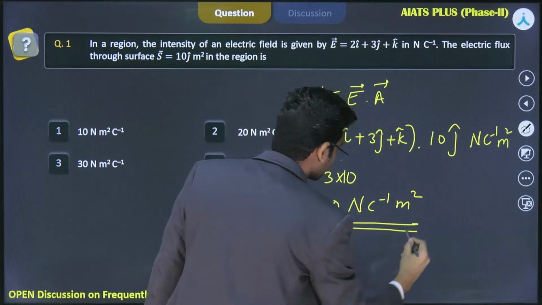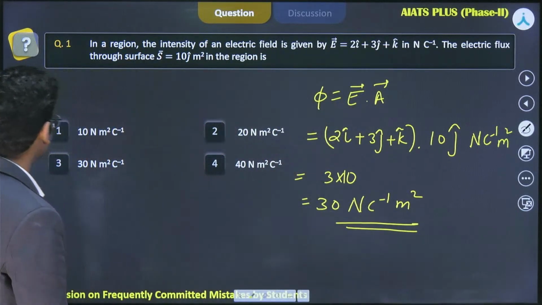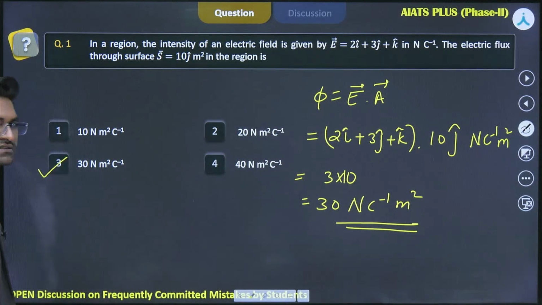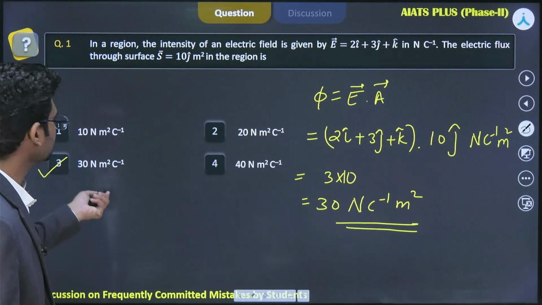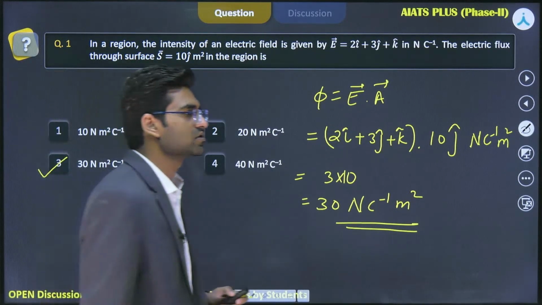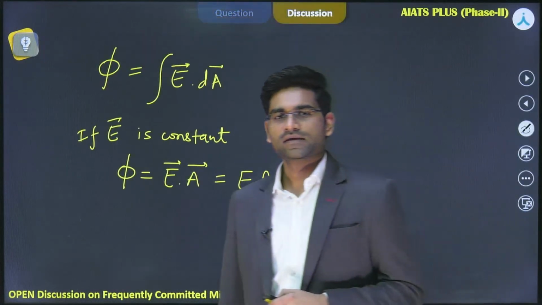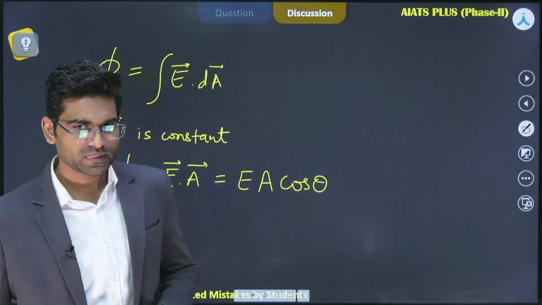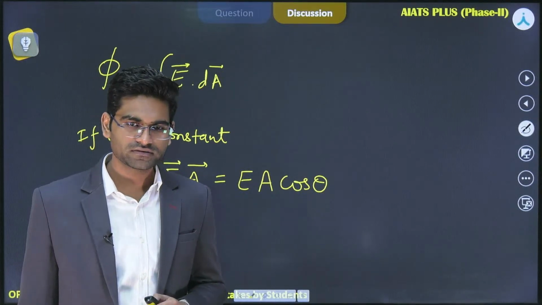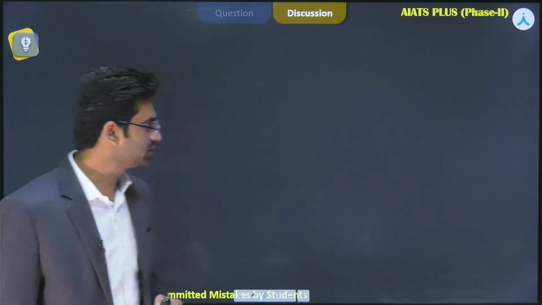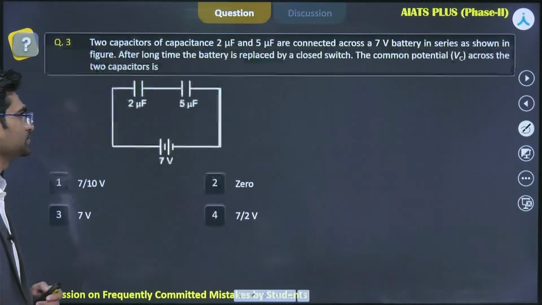Can we see which option is correct? So option 3 has our answer, 30 Newton meter square per Coulomb. This is the concept of electric flux. Is it clear now? Any doubt in this topic? No? Okay. Let's move to another question then.